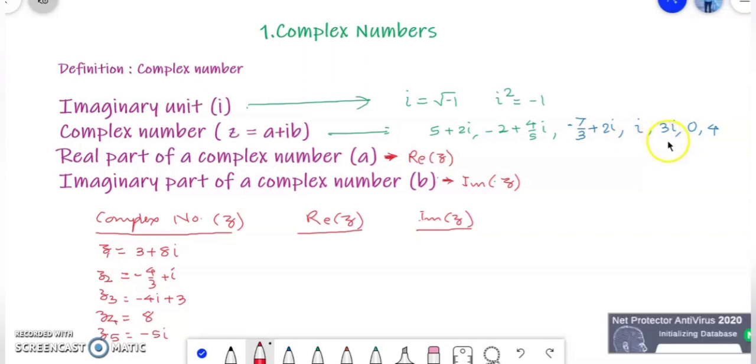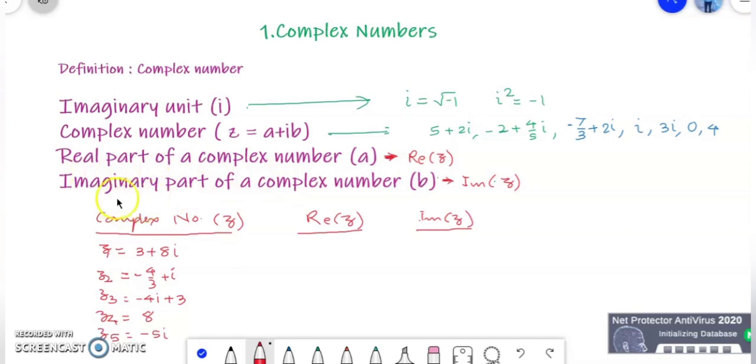3i is 0 plus 3i. Even 0 can be written as 0 plus 0i. 4 can be written as 4 plus 0i. So these are all complex numbers. Some of them are real, some of them are purely imaginary numbers. This is a purely imaginary number. This is a purely imaginary number. But 4 is a real number. Still, all of them are complex numbers.